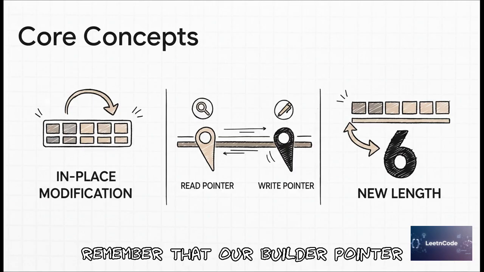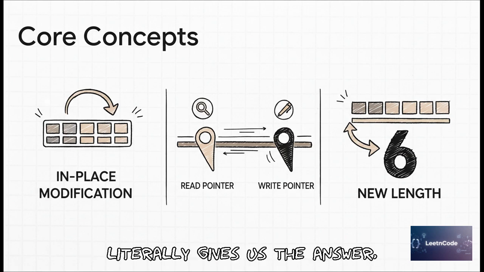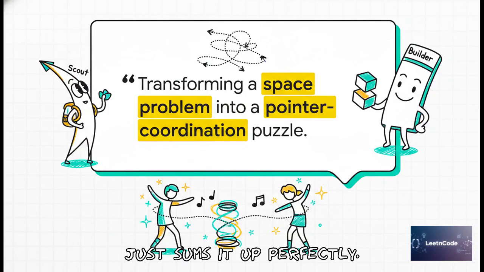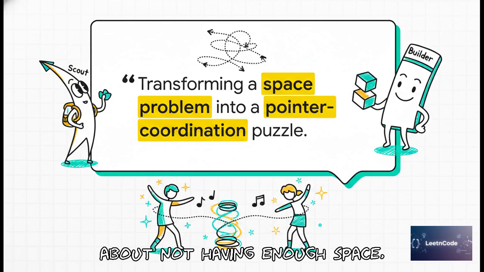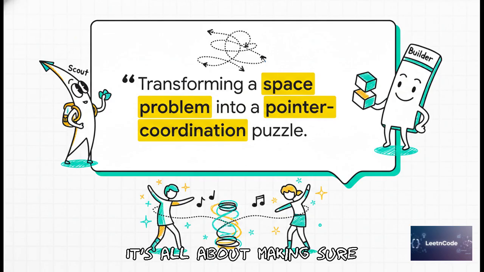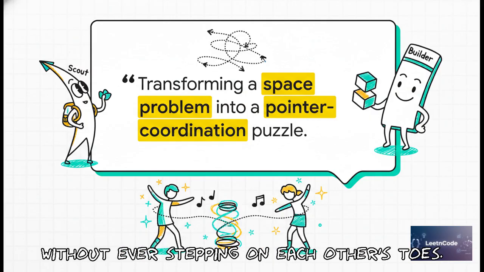And finally, remember that our builder pointer does double duty. It doesn't just write the new data, its final location literally gives us the answer, the new length of our array. And I think this quote just sums it up perfectly. We took what looked like a problem about memory constraints, about not having enough space, and we turned it into a problem of choreography. It's all about making sure our scout and our builder can dance together in perfect sync without ever stepping on each other's toes.